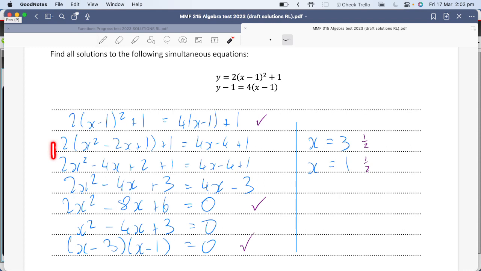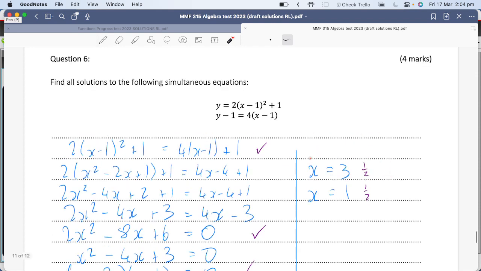I've expanded, collected like terms on each side, collected like terms onto one side, and then this is really useful to do only when it equals 0. You can't do it otherwise. 2, even number, even number, even number. So I can divide everything through by 2. That gets me this, which I can then factorize, and then I can solve.